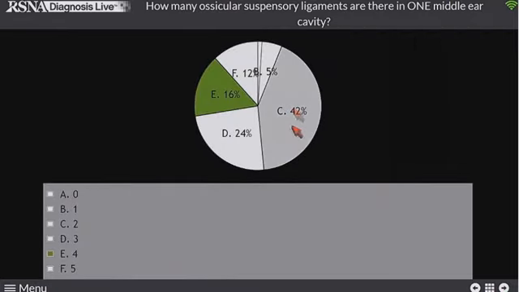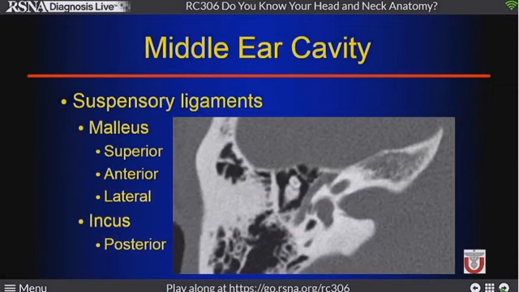So most of you said 4, big variety. So a lot of you said 2. There are usually 4 that are seen on here. When we think about the temporal bone, every time we look at axial temporal bone, we want to see a nice ice cream cone. The scoop of ice cream is the head of the malleus. The cone is the short process of the incus.